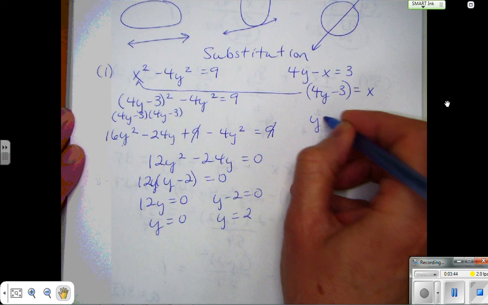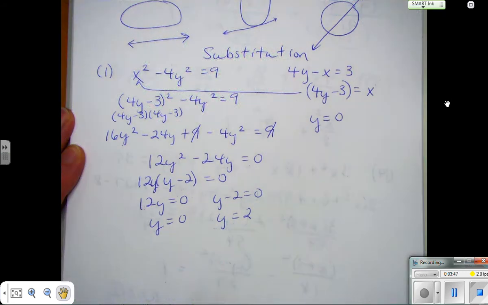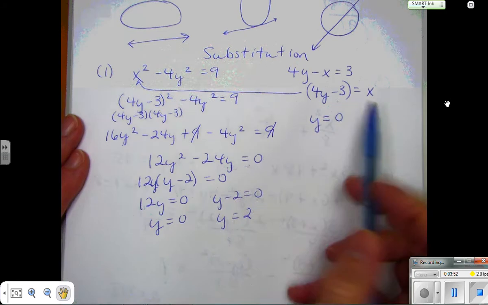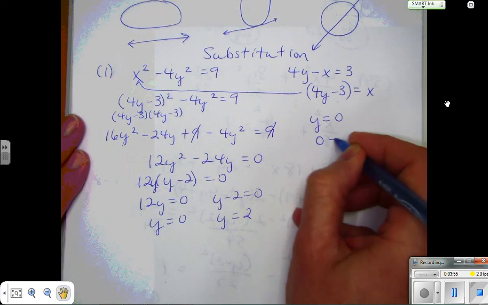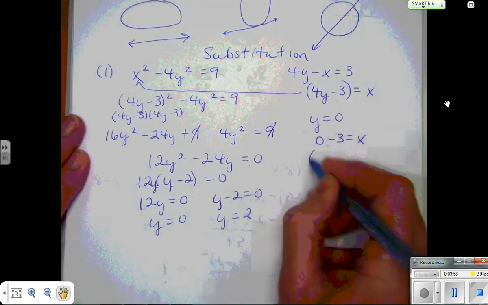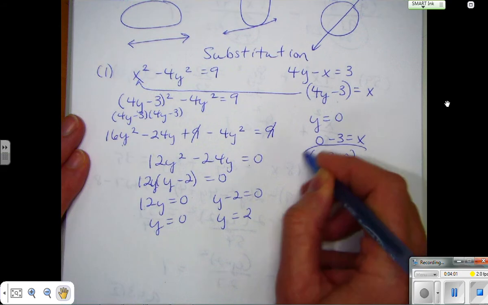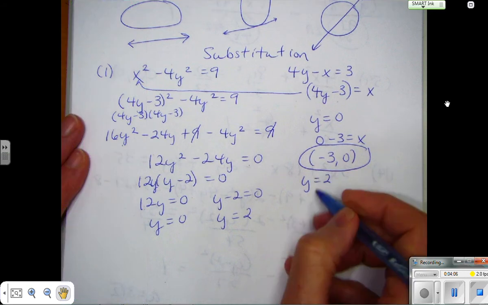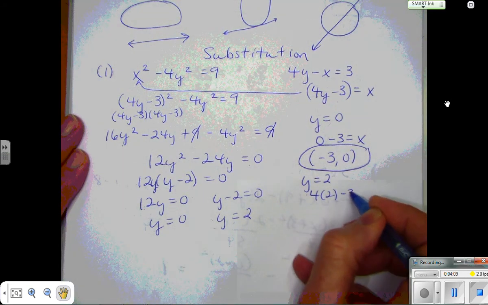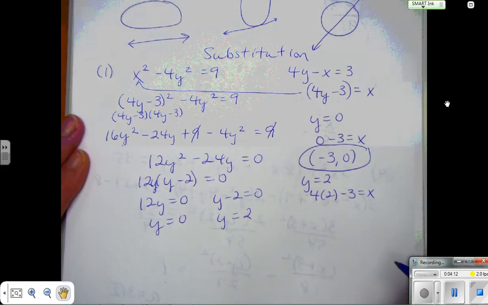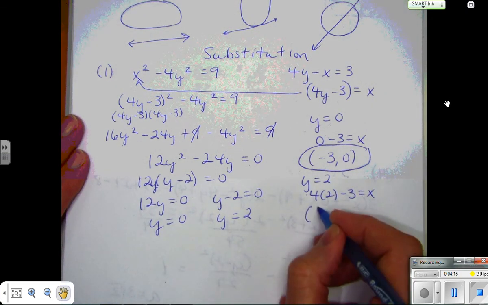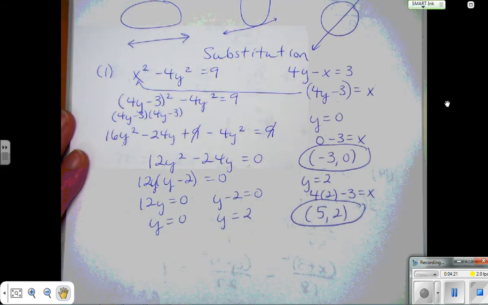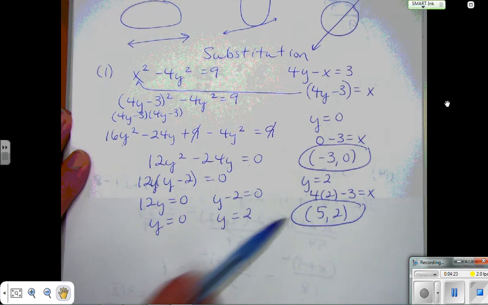So when you solve for your other variable, your x, I'm going to substitute these values for y back into the line. Okay, don't put it in the quadratic, put it back into the line. So when y is 0, I have 4y minus 3 equals x. That's going to give us 1 point, negative 3, 0. So that's one answer. And then when y is 2, 4 times 2 minus 3 equals x. So I'm going to have 8 minus 3, which is 5. That's my other point, 5, 2. And if you're not using x and y, you always write your points in alphabetical order.